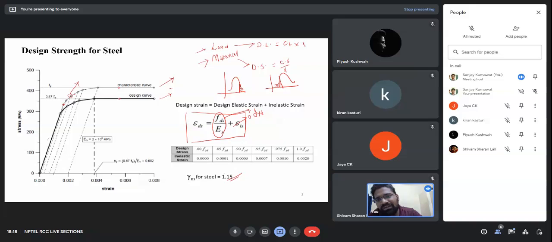And further, if our strain belongs to some value over here, I should point out the design curve here. If I have some value over here, my design stress will be constant. So any strain which is in this area will have a constant stress value, as you can see here.